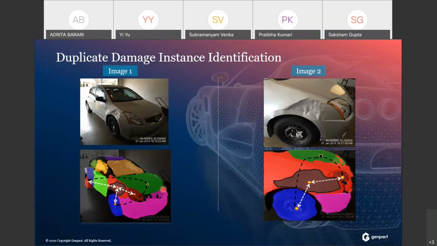We are trying to leverage the centroids of these parts, the centroid of the lamp, the centroid of the wheel, and the centroid of the damage over here. And the same we try to find out, the corresponding points in image number 2. And we know that these are the same instances. Can we use this information to actually ascertain that these in fact are the same instances?